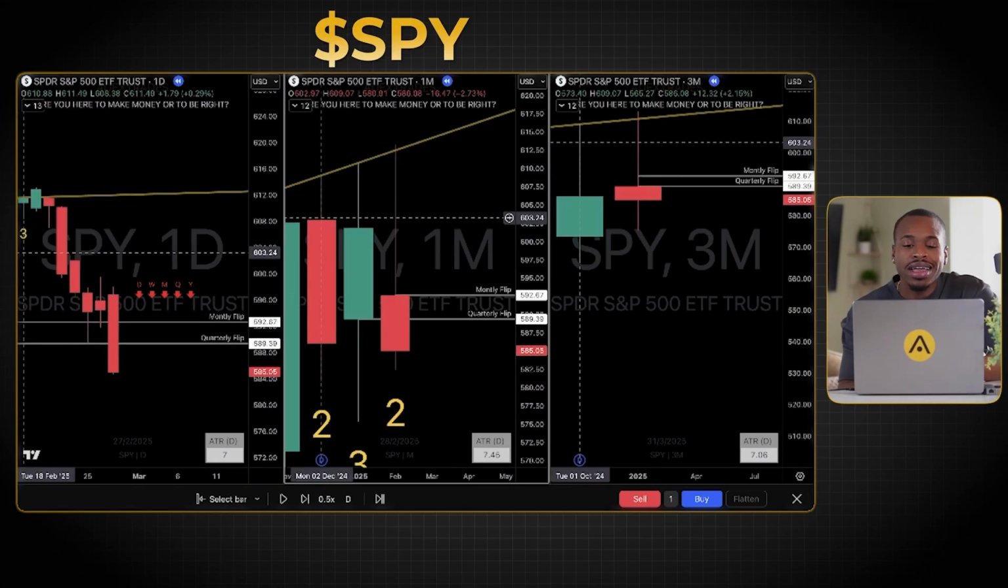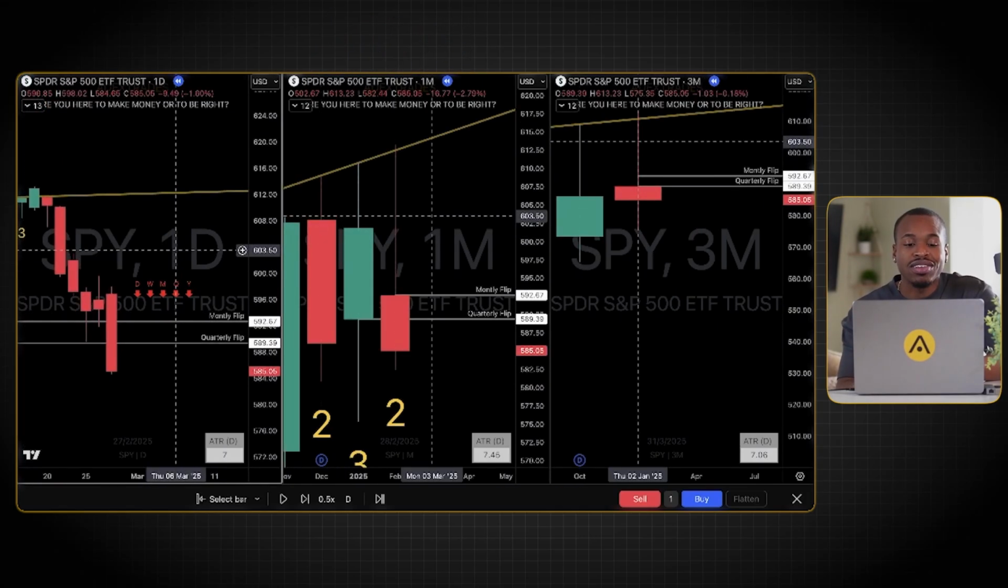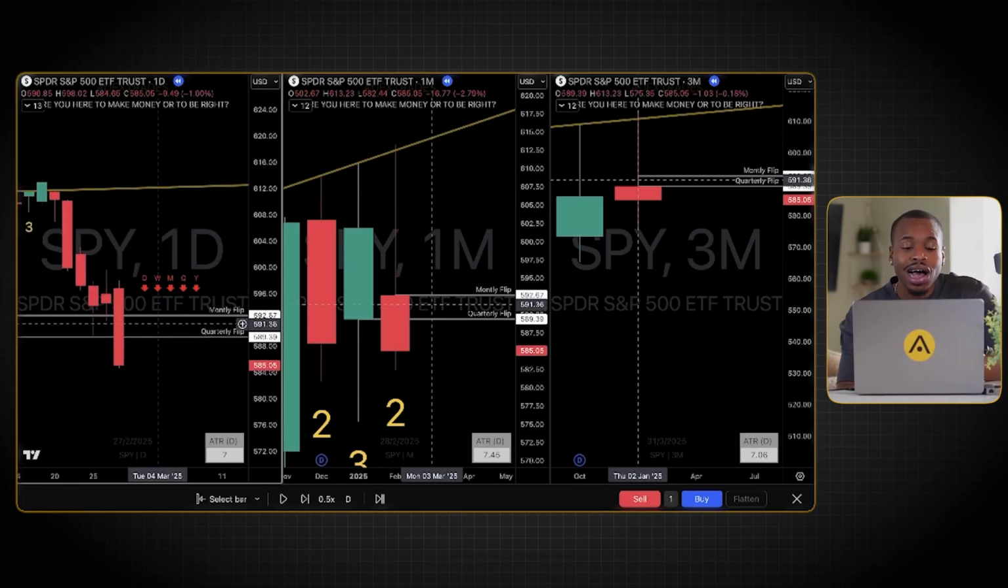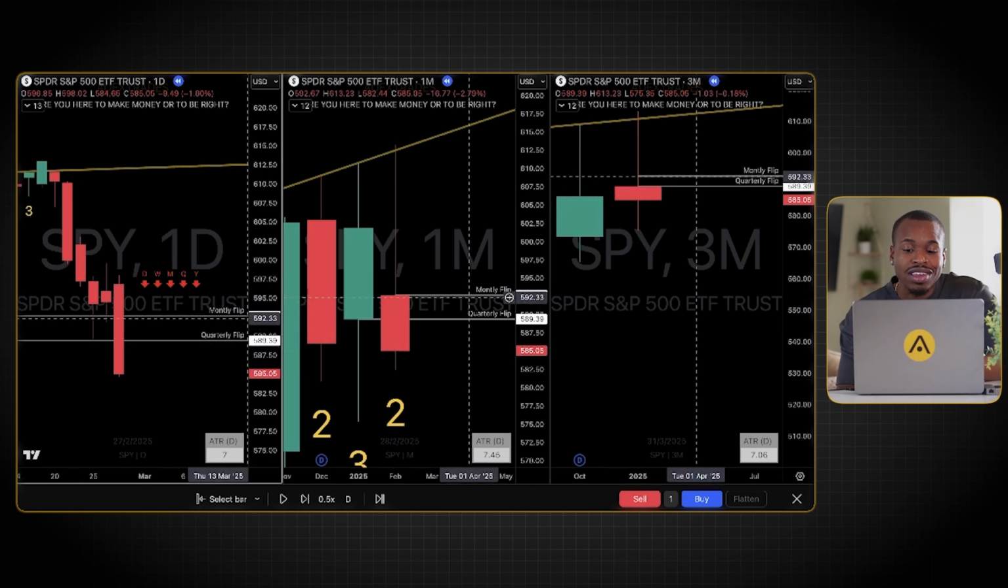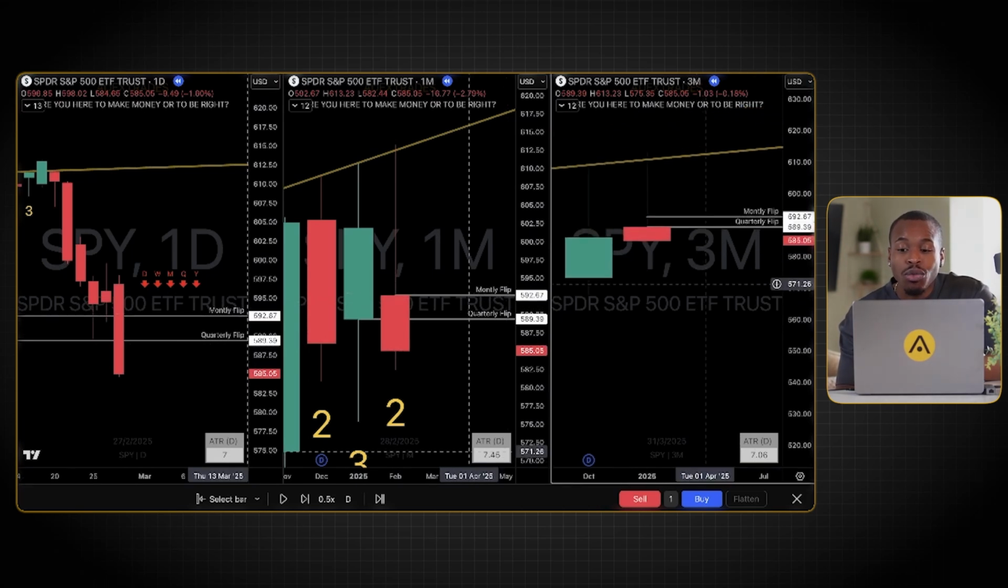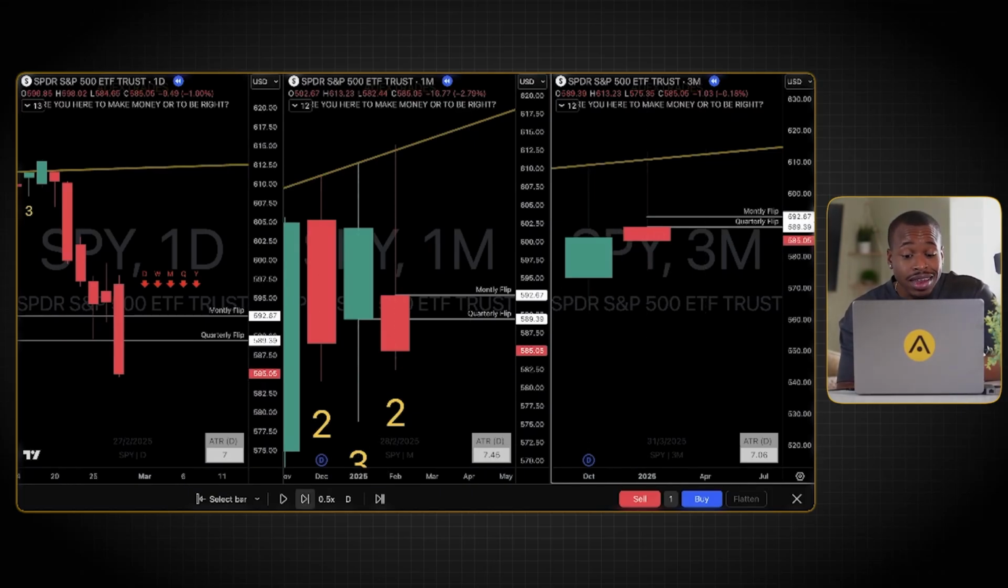Let's take a look at SPY. So here was SPY last week, Thursday, and you can see that we were full time frame continuity to the downside. Now the monthly open for SPY was at 592.67, and you can see that the quarterly open for SPY was at 589.39. Now a day later, we saw that relief bounce for the indices.